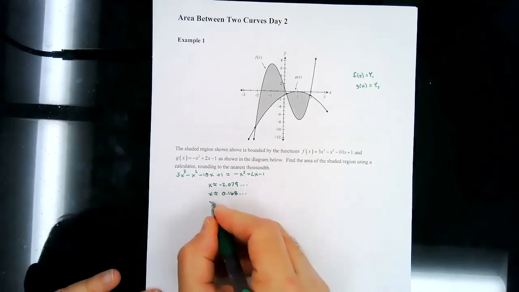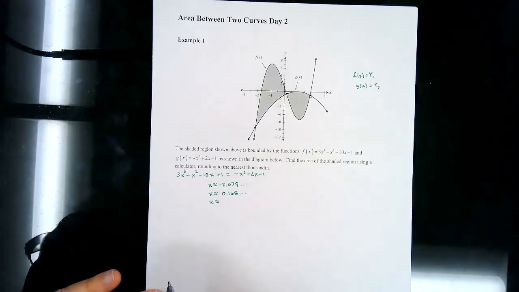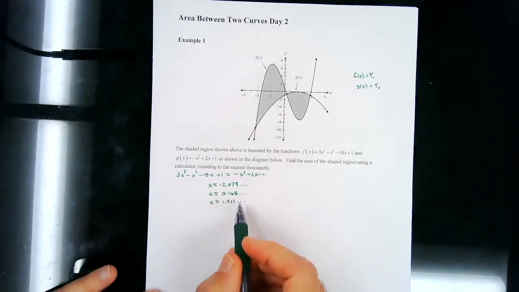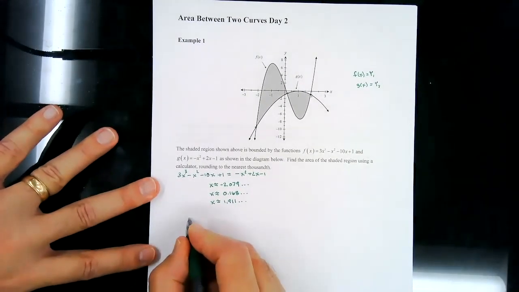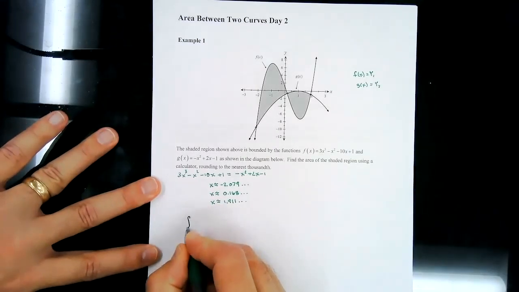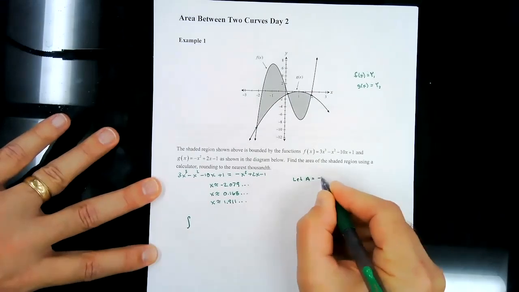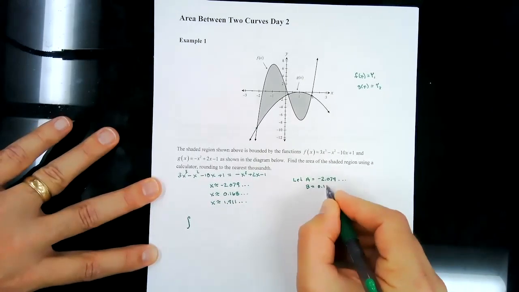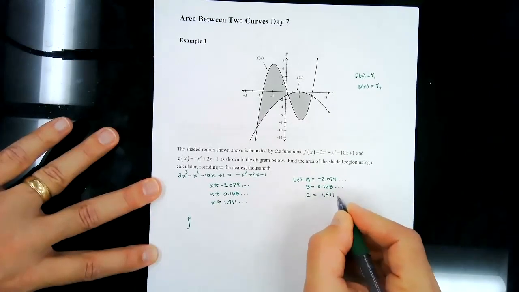And that's going to be my B, or was my B. And then the next one is 1.911. And that is my C that I stored in the calculator. All right. So what we're going to do to set this integral up, we're going to integrate. Okay. And you could even write this: let A equal negative 2.079, B equals 0.168, and C is equal to 1.911.